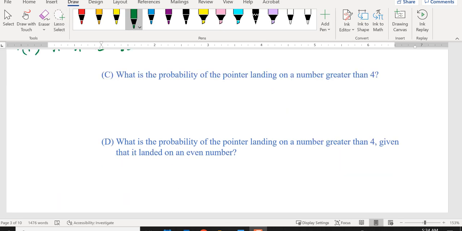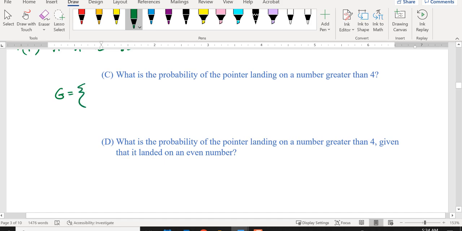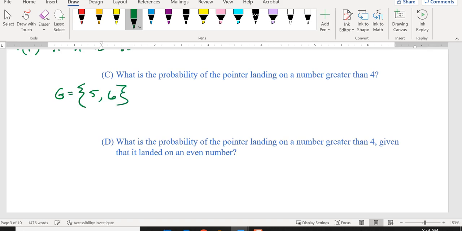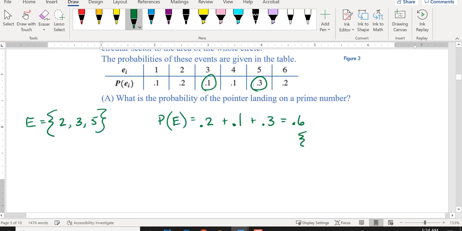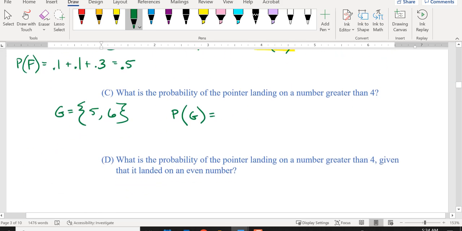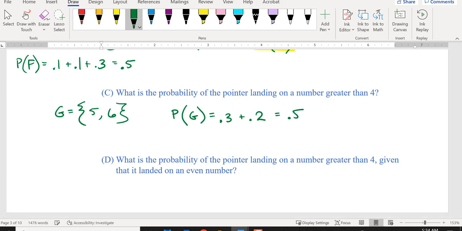Okay, what is the probability of the pointer landing on a number greater than 4? We're going to let event G be a number greater than 4, so that would either be 5 or 6. 5 and 6 are the only two outcomes in that event. So what's the probability of event G? 5 is 0.3, 6 is 0.2. So 0.3 plus 0.2, that probability would be 0.5.